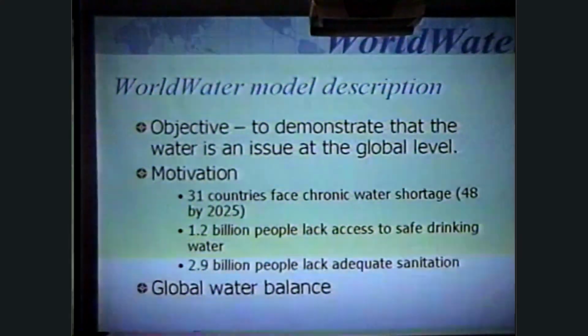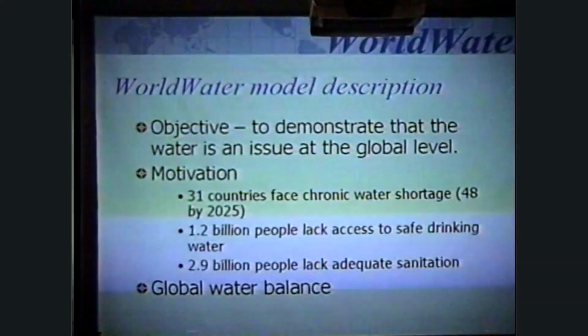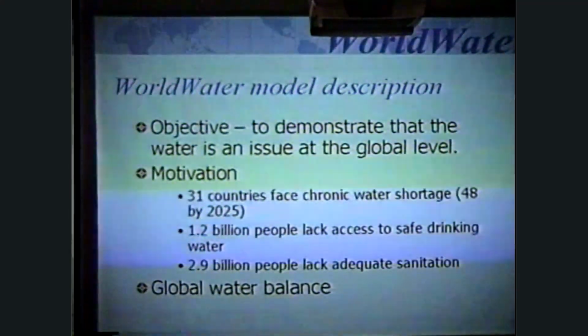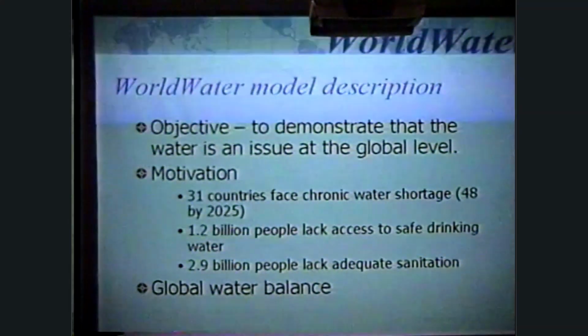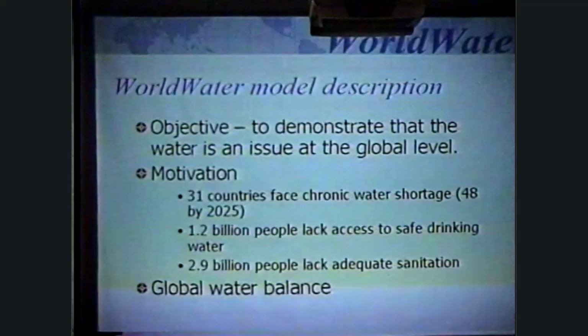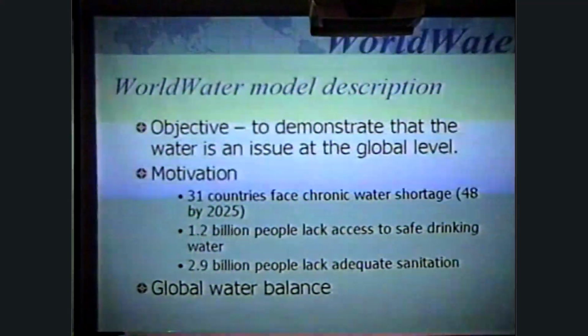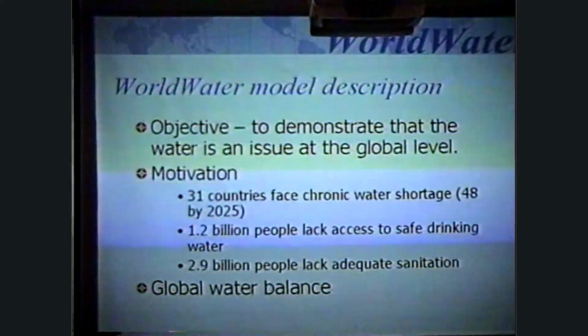In my field, at the meetings and conferences I attend, the facts being presented are overwhelming. So for the motivation for doing this work, I can pull out a couple of main issues. 31 countries facing chronic water shortage, with a possible increase of that number to 50 by 2025. 1.2 billion people lacking access to safe drinking water. About 3 billion people lacking adequate sanitation, and so on.